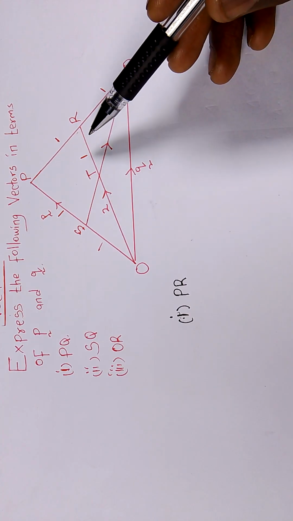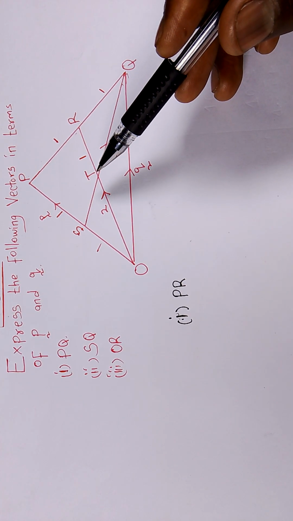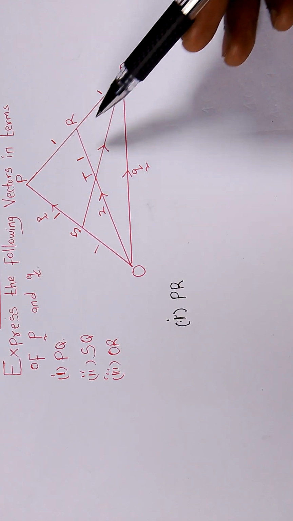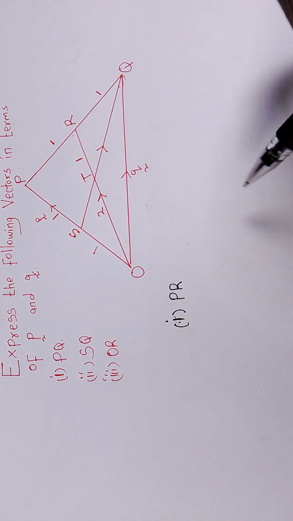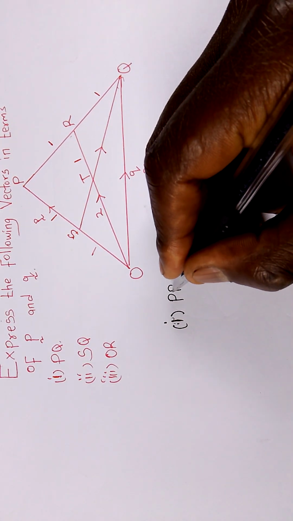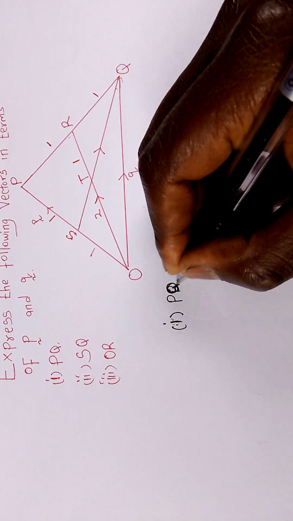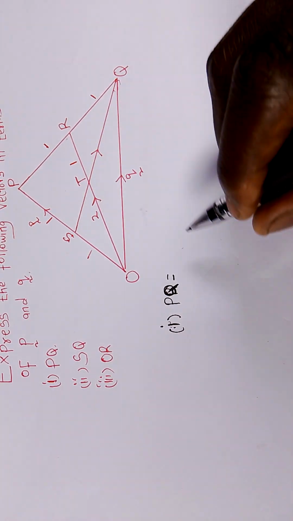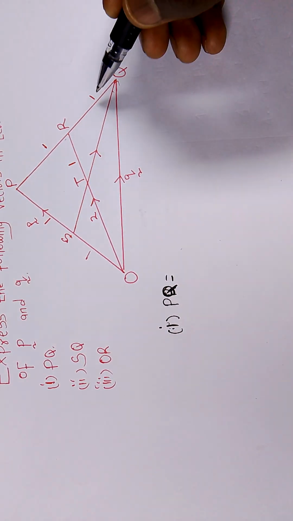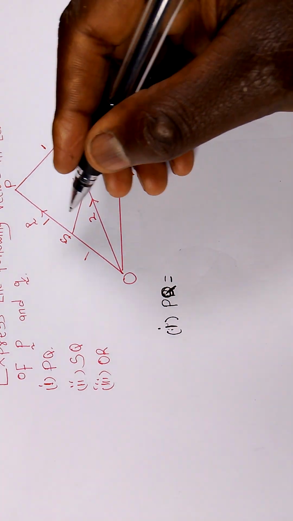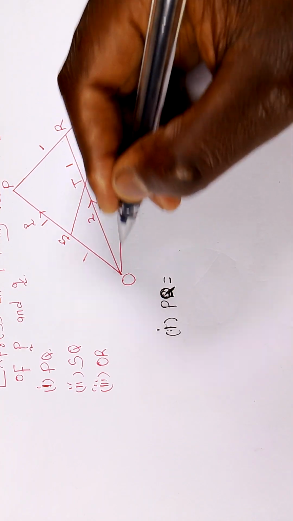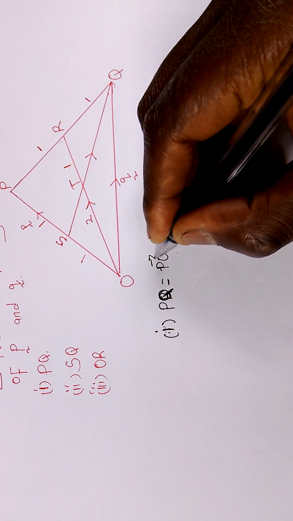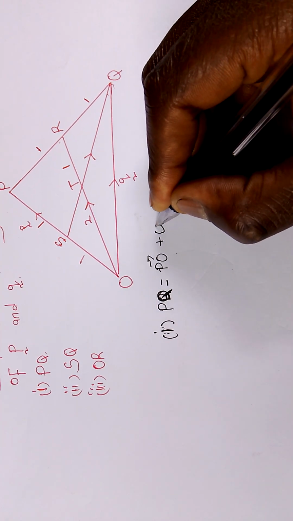Vector OR has a point that divides it internally, which is 2:1, and we have vector PQ. So for us to determine vector PQ, we are going to use the vector method and move from vector P to vector Q. And for us to achieve that, we will use the route PO plus OQ. So it will be equal to PO plus OQ.